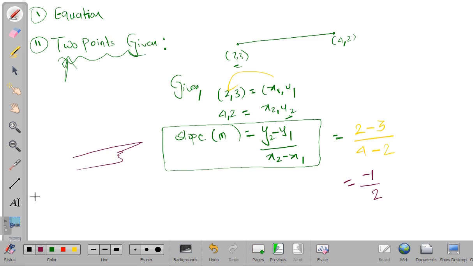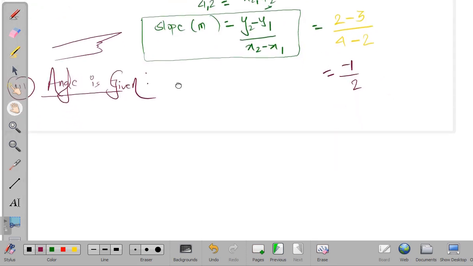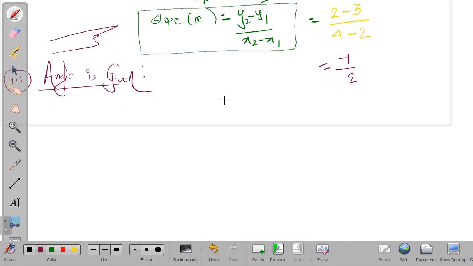Okay, find the slope. And number 3 is whenever the angle is given. Whenever the angle is given, how will we solve it? Suppose this is line 1, and there is another line, line 2, given like this. Suppose this is L1 and this is line 2, and the angle between them is given as 45 degrees. How am I going to find the slope?